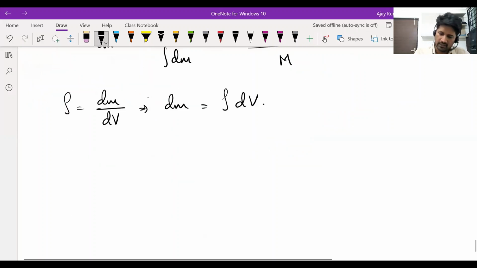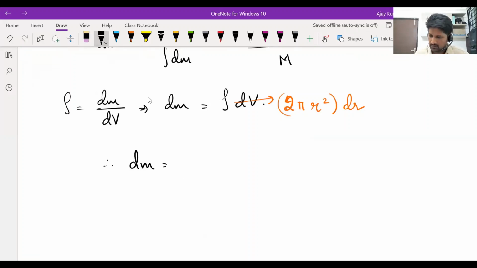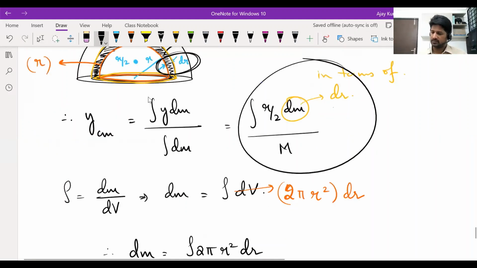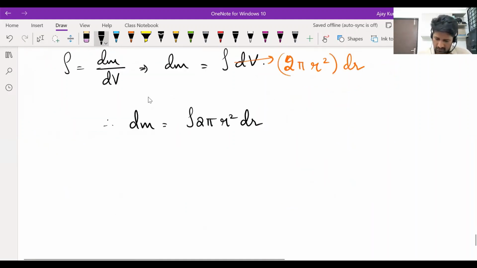Therefore, dV will be taken as, how much is its area? It's a hemisphere, so 2 pi r square is its area. And what is its thickness? dr. Therefore, dm becomes density into 2 pi r square dr. We got dm in terms of dr. Once you get dm in terms of dr, you will be able to integrate this and tell where the center of mass is. Let us do that quickly.